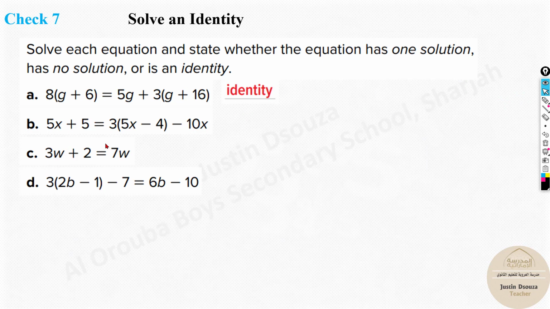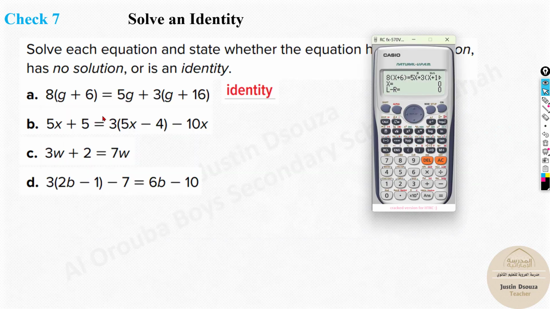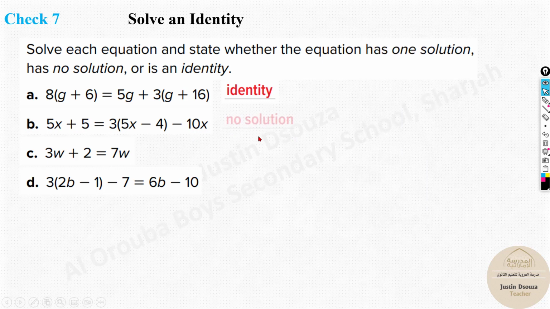Next one. You can solve like what I did, but you can also use a calculator, because it's the same thing, just to save time over here. 5x plus 5 equals 3 bracket 5x minus 4, close the bracket, minus 10x. Shift and solve. Oh, sorry. Okay, I did some error. 10x. Shift and solve. You should just type it as it is in the calculator. Let's see what's the answer we will get. It can't be solved, so there is no solution.